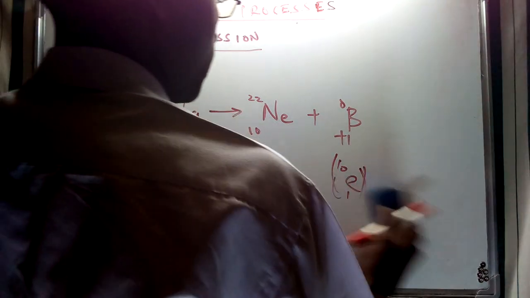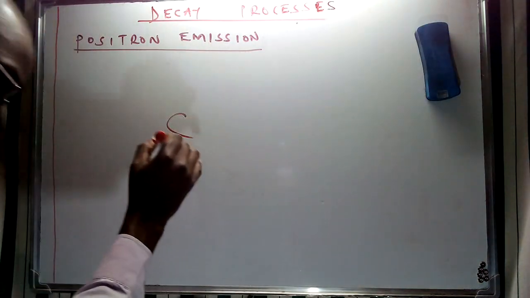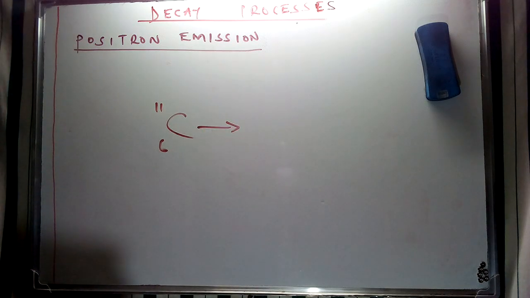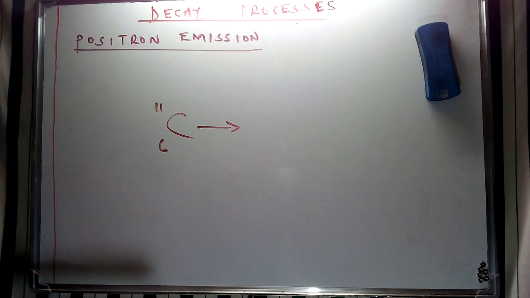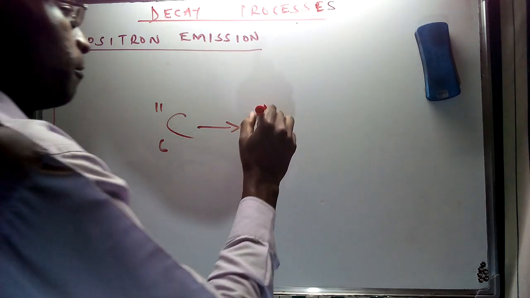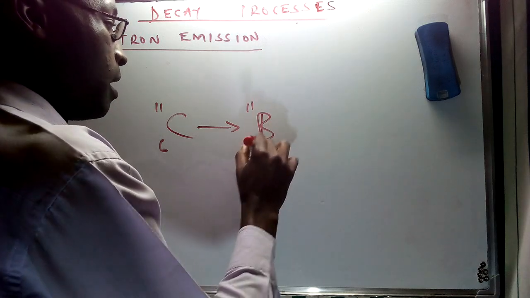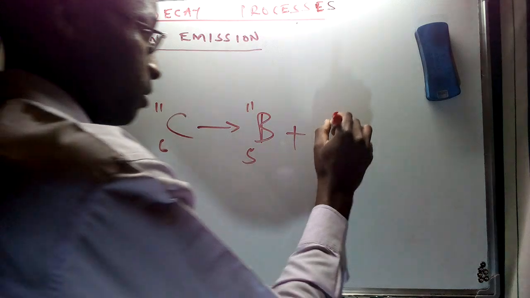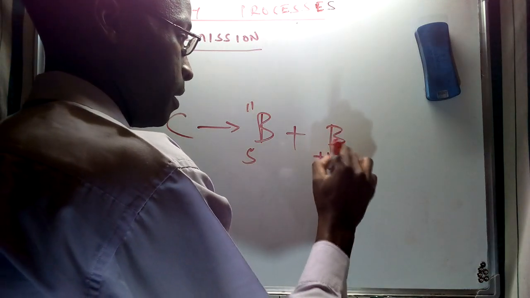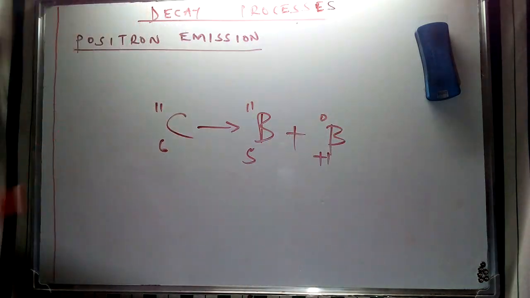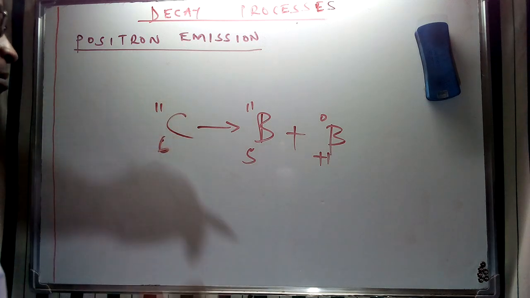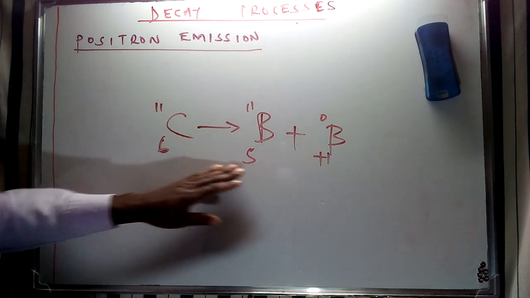And in this particular case, I can give a transition between carbon, this is carbon-11, which is, of course, undergoing this particular process of positron emission. And this is going to result in the formation of boron, and then we're going to have this positron emission given as that one. So in this case, if you try to look at the balancing of these numbers that are mentioned, of course, it's going to be the same.